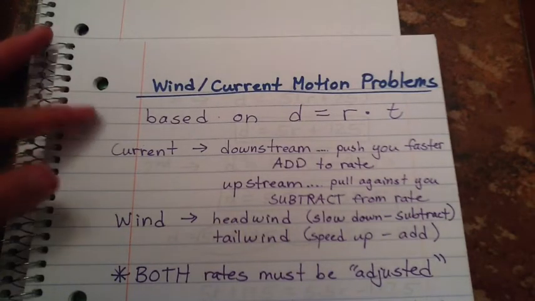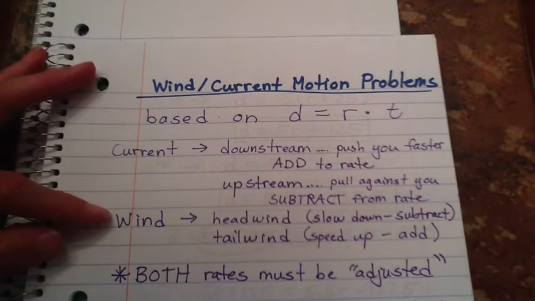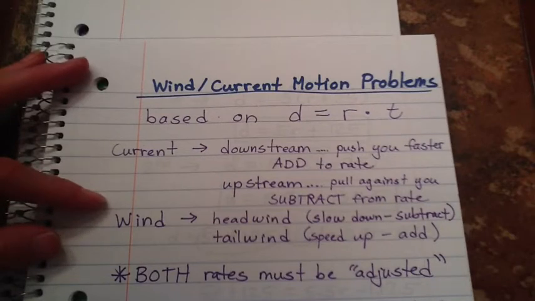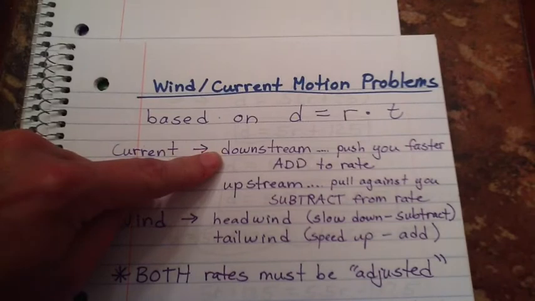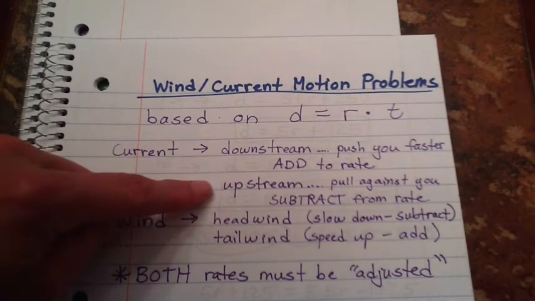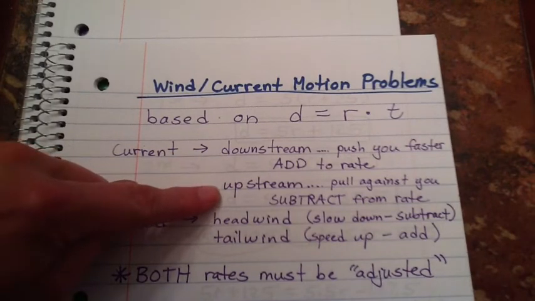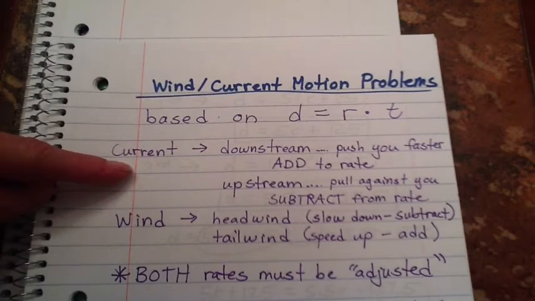So these problems are going to be based on a current that's moving in a river or a stream or something like that, or a wind, something that has to do with possibly an airplane flying or something like that. You need to memorize this before your test, and most of you will probably know downstream. Downstream is going to push you faster, it's going to add to your rate, where upstream is going to pull against you, it's going to subtract from your rate. And if you've ever swum in a current, you know that feeling.